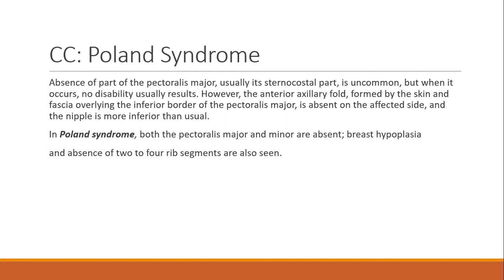Or it'll be like they're not missing, but they're smaller. So that's the hypoplasia here. But yeah. And sometimes you can have an absence of the rib as well, but that's just another variation in human form. It's just the absence of your pec major or pec minor or both. And yeah, that's Poland syndrome.